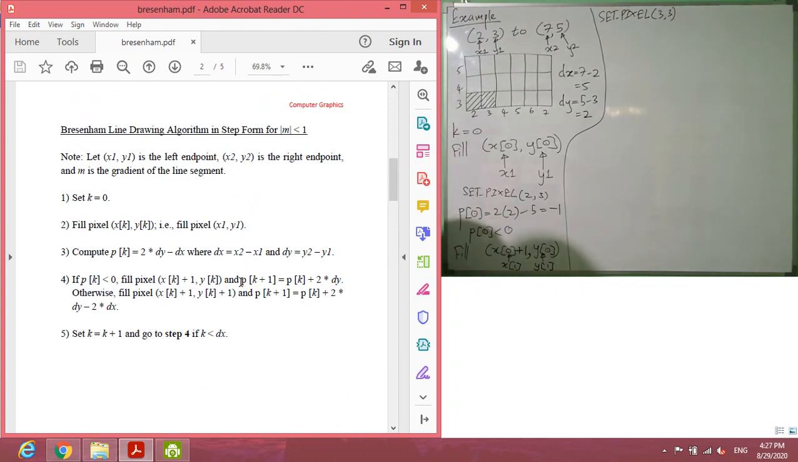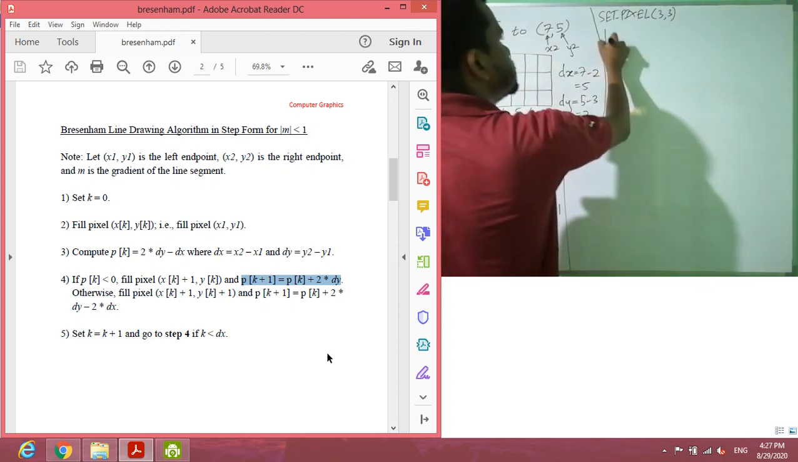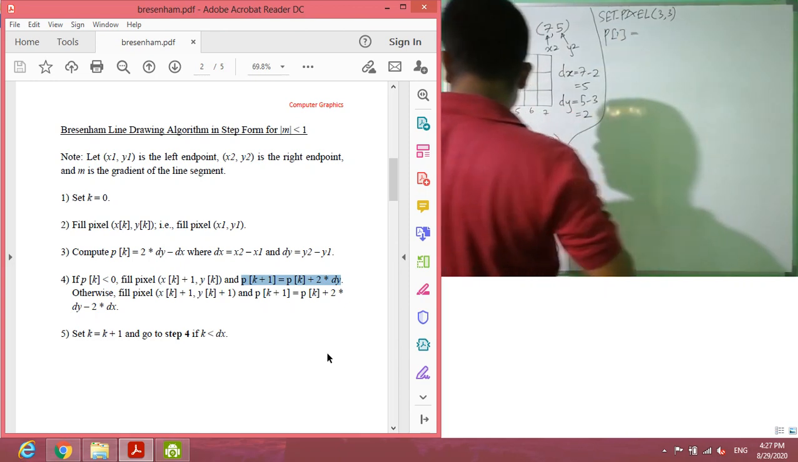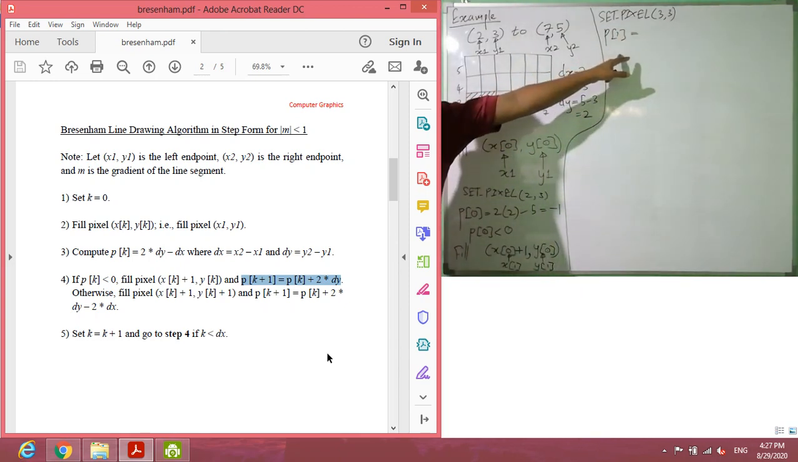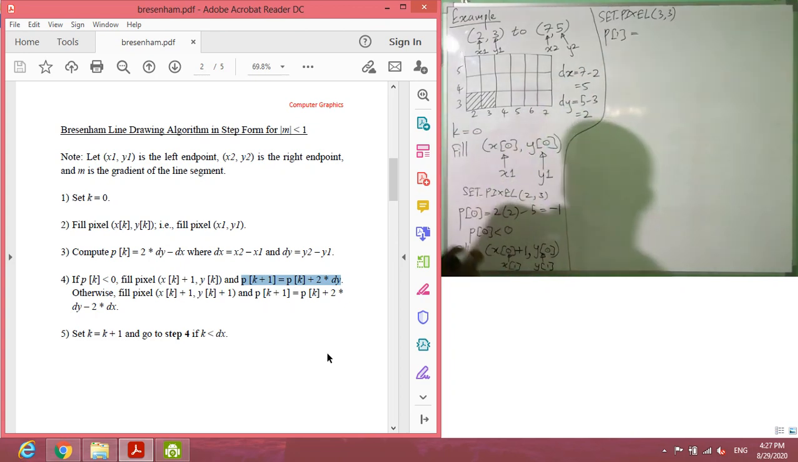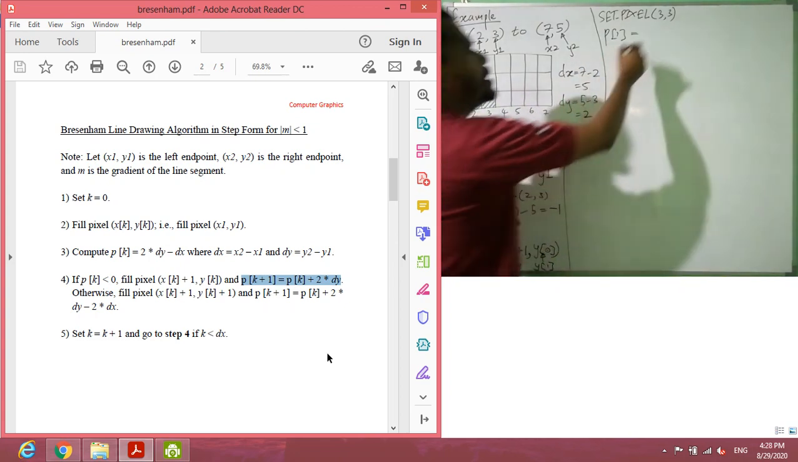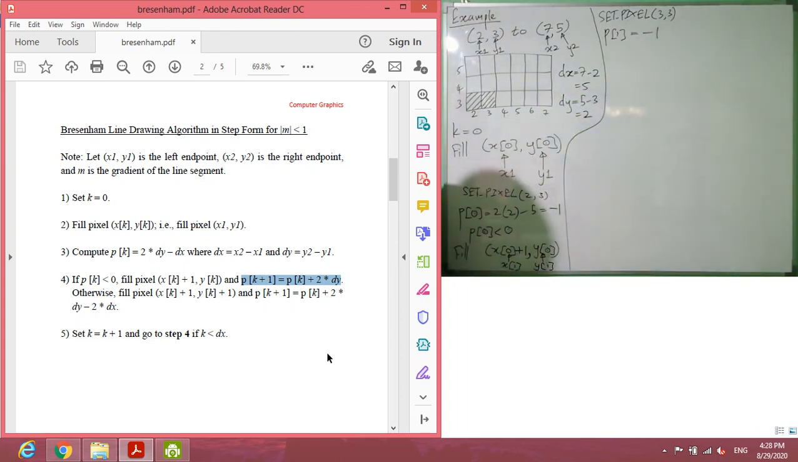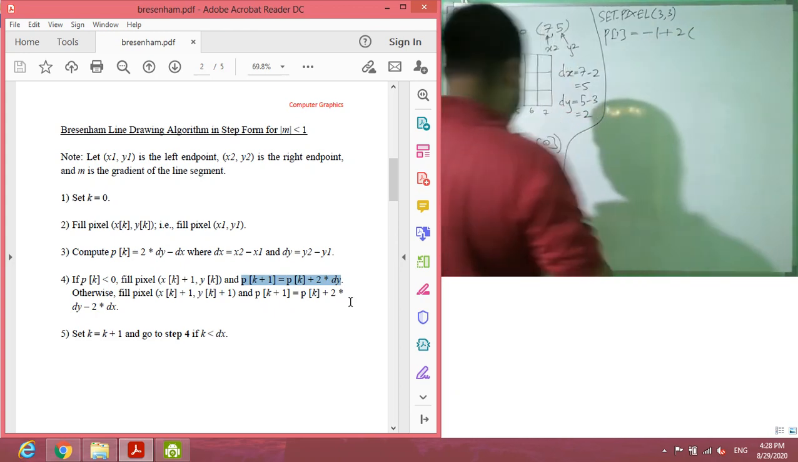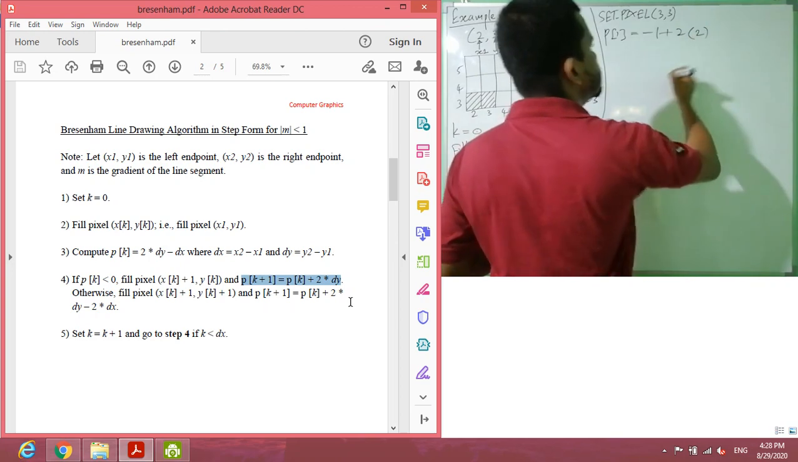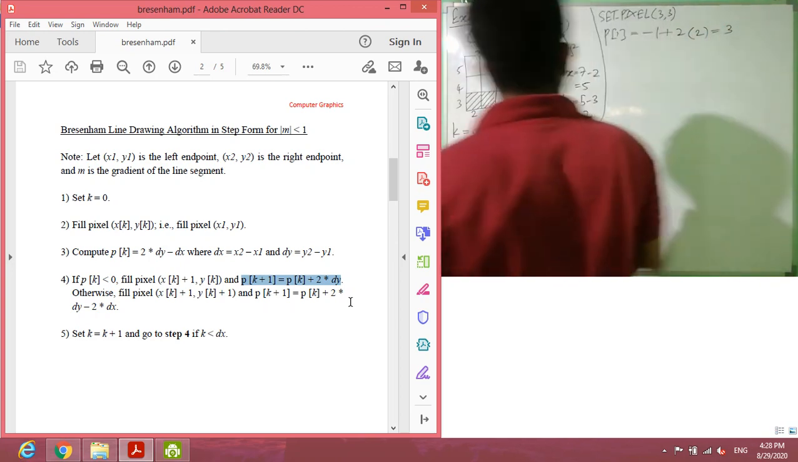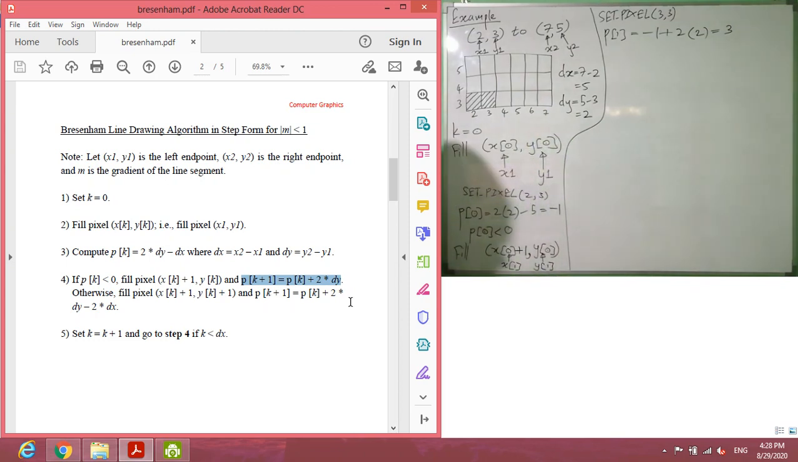After that, we have to compute this value pk plus 1. That means p1. That is p0, the earlier value of pk, plus 2 dy. Plus 2 dy means plus 4, so the value of p1 is 3.